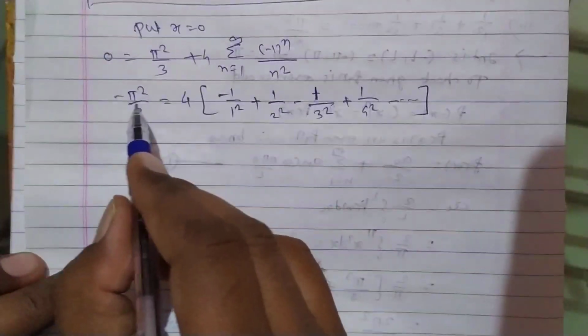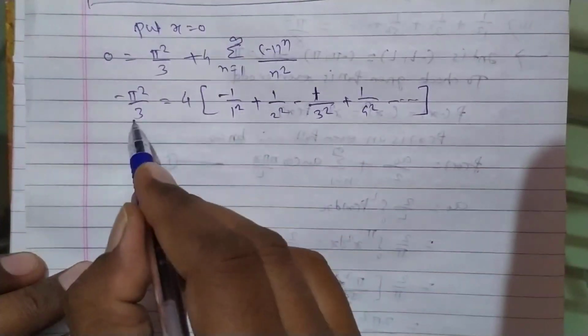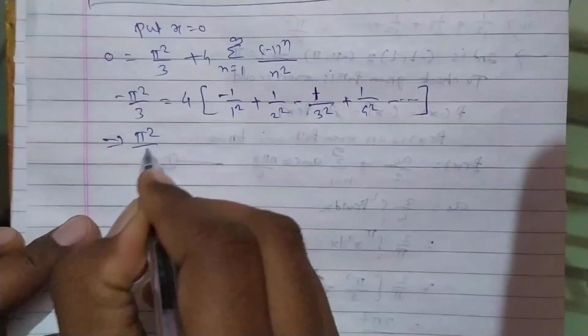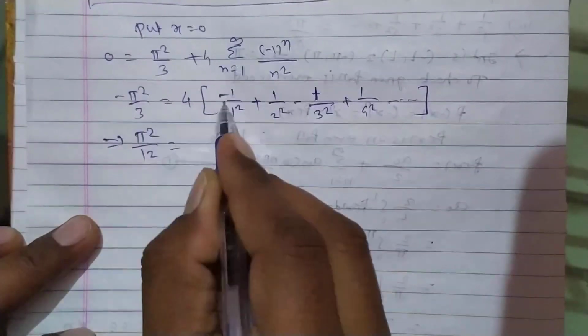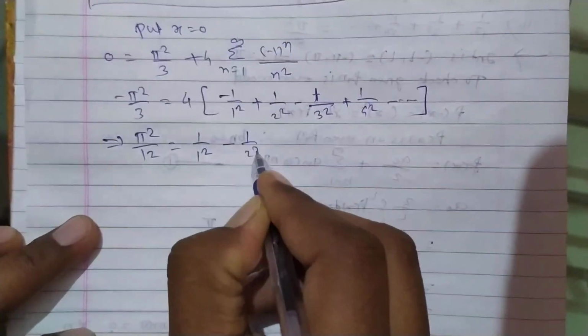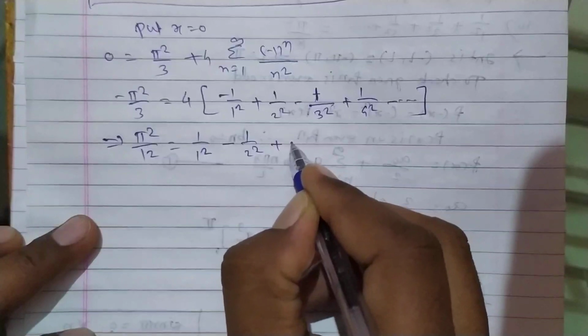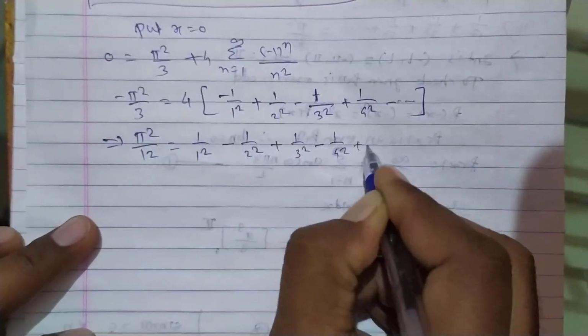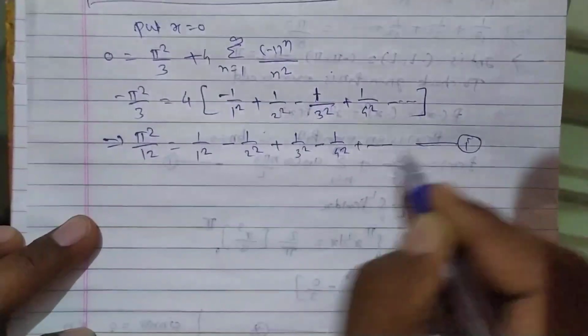And after simplification, if we multiply throughout by minus and divide by 4, we can write pi square by 12 is equal to 1 upon 1 square minus 1 upon 2 square plus 1 upon 3 square minus 1 upon 4 square plus so on. So this is the first condition.